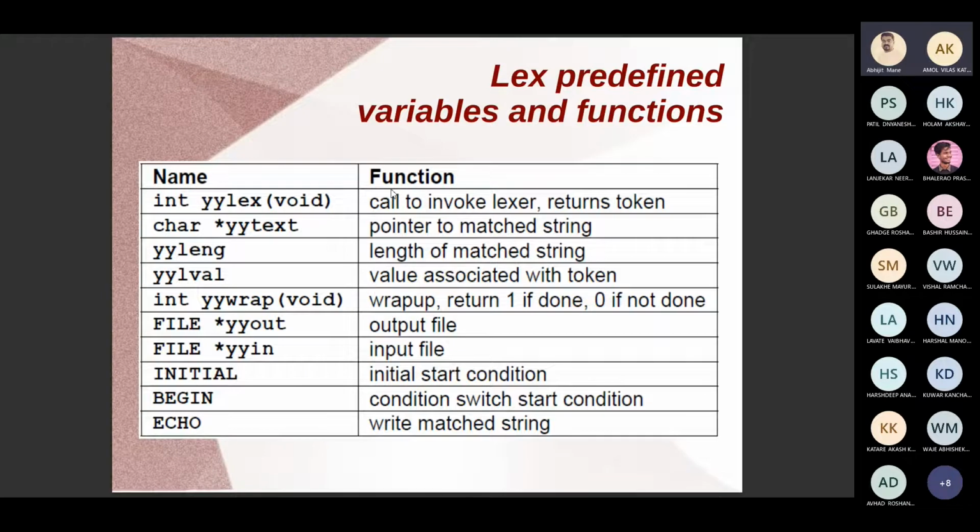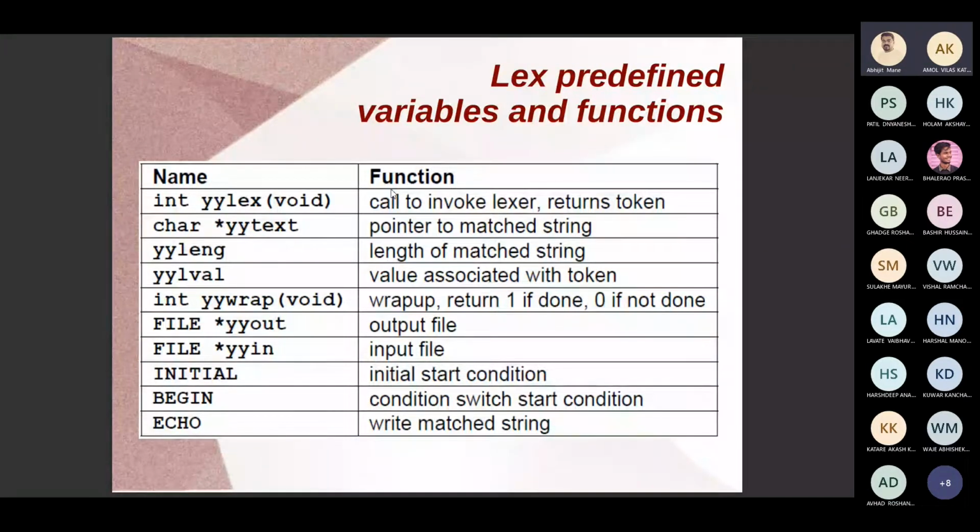Now this is a pointer, a character pointer, yytext, that is the matched string. Whatever token is matched, they have to store into that particular pointer. yyleng gives the length, so you can get how many characters are in that particular token. That will return the length of the matching string. yylval is the value associated with the token. What value they have to associate.